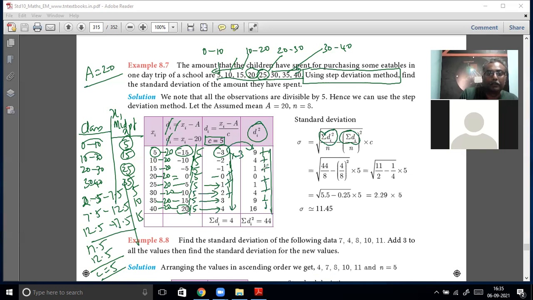9 plus 4, how much? 13. 13 plus 1, 14. 14 plus 0, 14. 14 plus 1, 15. 15 plus 4, 19. 19 plus 9, 28. 28 plus 16 is 44. This is correct. Sigma d i squared is 44.